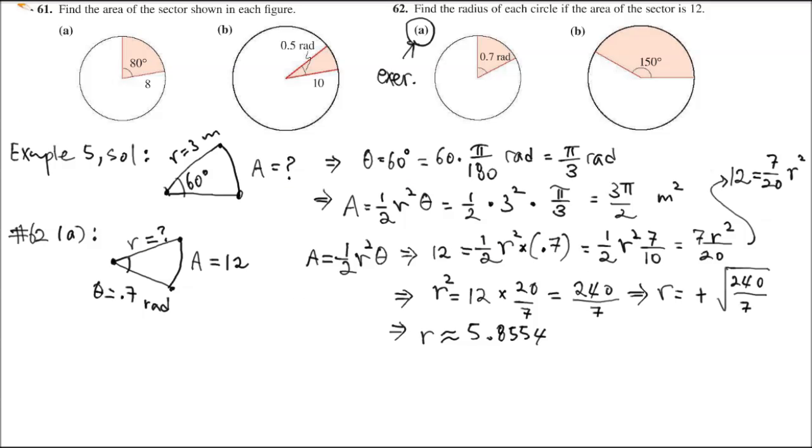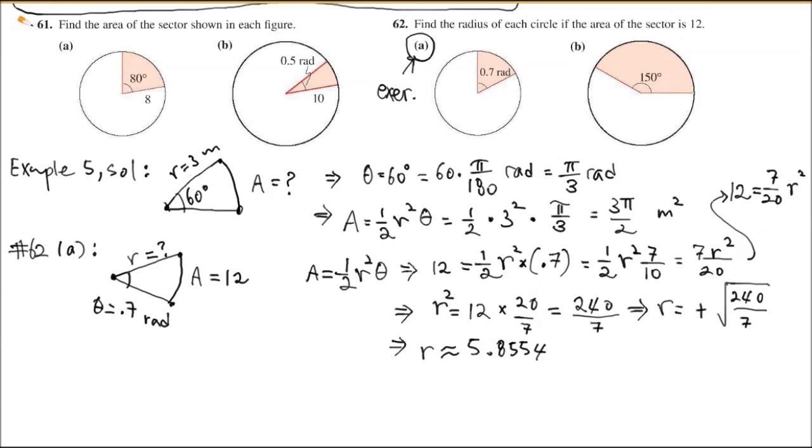Alright, how was the first one? Example 5, was that alright? It was actually straightforward. You're just calculating area A, so you plug the information in here. First you have to convert that angle, 60 degrees, to radians, and that's it. R was 3, so if you square it, it's 9. Theta in radians was pi over 3. So altogether, in exact form, 3 pi over 2 meters squared is the answer for example 5. Do you have any questions about example 5? Is that okay?